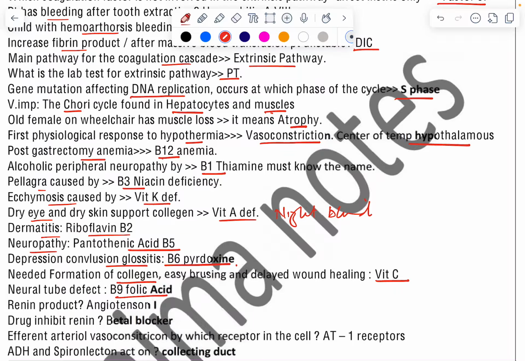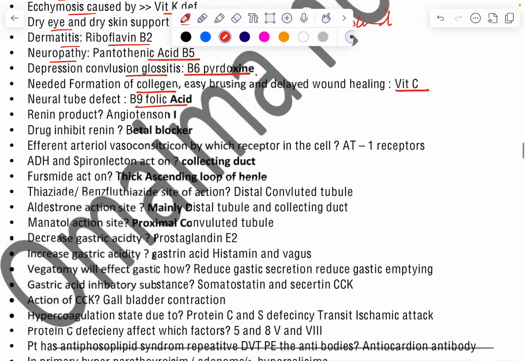Renin product: angiotensin. Drug that inhibits renin: beta blocker. Efferent arteriole vasoconstriction receptor. ADH and spironolactone act on the collecting duct.